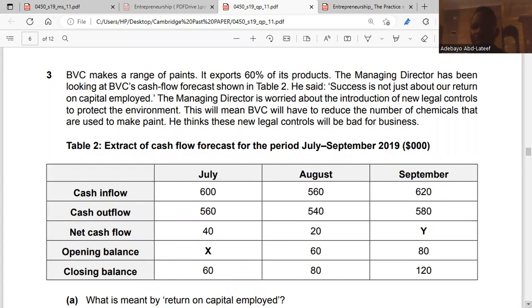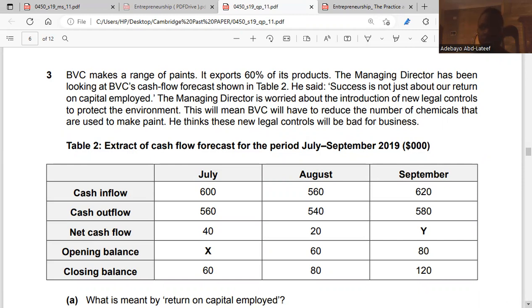So there are three things I wanted to note here. They talked about the cash flow. The second thing is legal controls. And the managing director is worried about the reduction in the chemicals used to make paints. Just put these things in mind. So let's go through the questions.